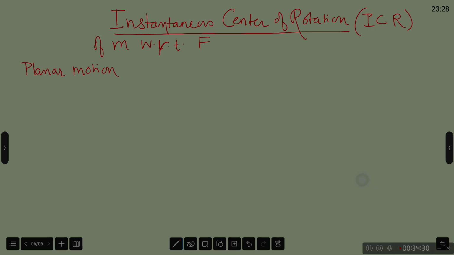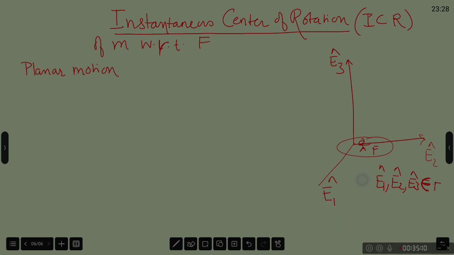So suppose we have a reference frame F, and E1, E2, E3, what I have drawn on the screen, they are fixed in F, and then there is a body which is having planar motion with respect to frame F.